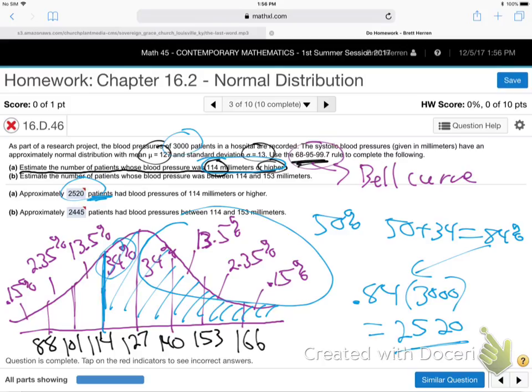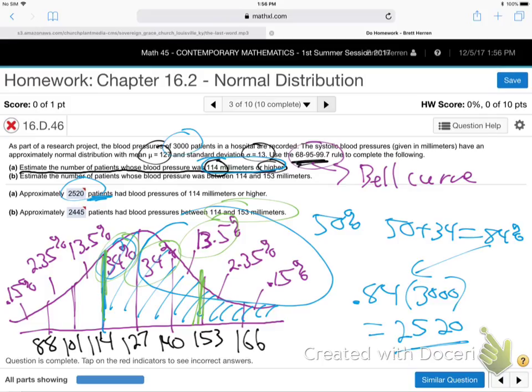All right, how about question B? How many have a blood pressure between 114 and 153? So if you want to go 114 to 153, it's this one and that one added up, isn't it? Everybody see that? Those three? How we doing? Is it making sense? So between 114 and 153, 34, 34, and 13.5. Add up those three percentages.